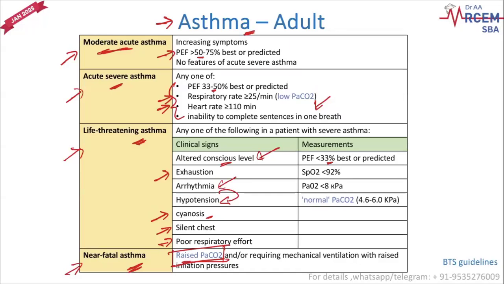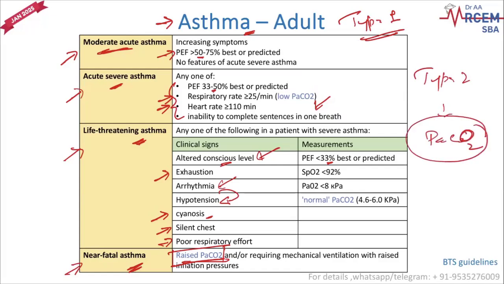Because asthma is a type 1 respiratory failure, not type 2. In type 2 respiratory failure, we see retention of carbon dioxide. If there is a retention of carbon dioxide in asthma, which is supposed to be a type 1 respiratory failure, then you need to think this patient will arrest at any point of time. I'm talking about cardiac arrest. Initially, it will be a respiratory arrest followed by a cardiac arrest.